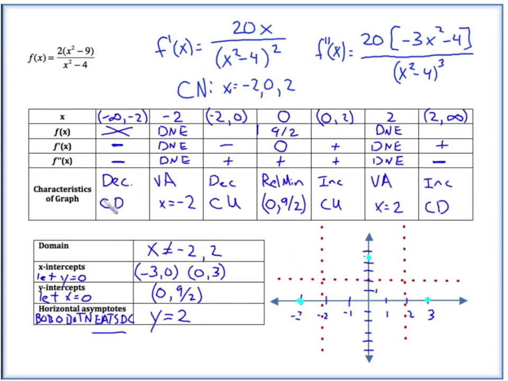Okay, and now we're going to follow this. So on this interval, we're decreasing and concave down. So we know we're going to be bounded by these asymptotes, decreasing concave down. So we're going to get something like this.